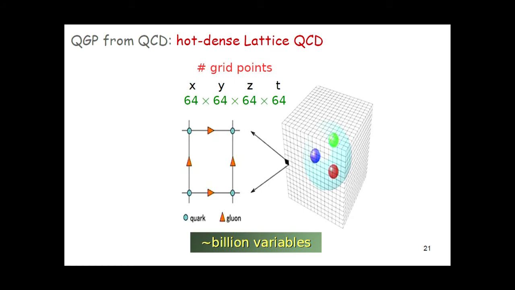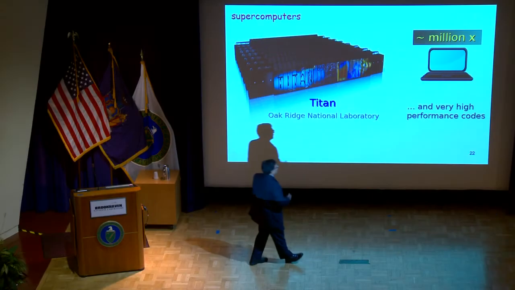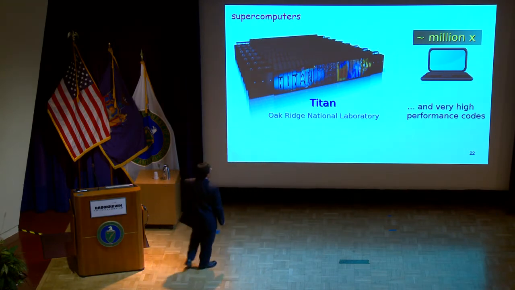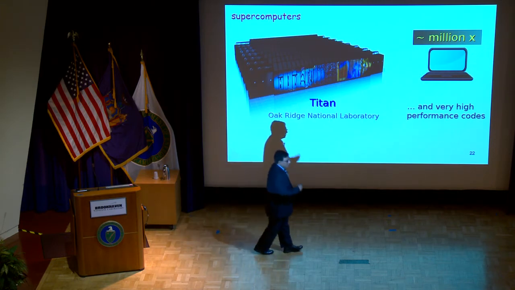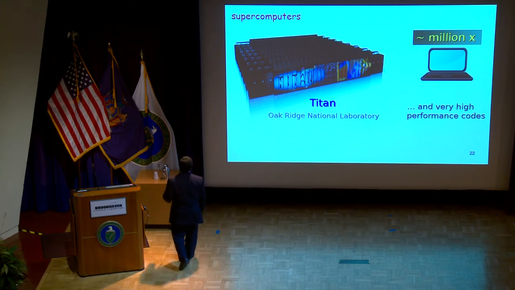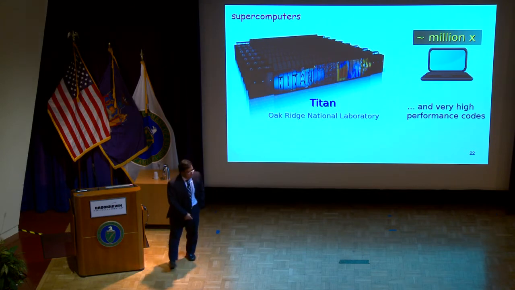So we need a super kitchen to cook this soup. Our super kitchens are the supercomputers. Here is an example, the Titan supercomputer at the Oak Ridge National Laboratory. Typically, these supercomputers are at least 1 million times faster than the day-to-day laptop that we use. And supercomputers alone are not enough. You need to stock our kitchens with very state-of-the-art utensils, so you need very high performance code to utilize the full power of these super machines.